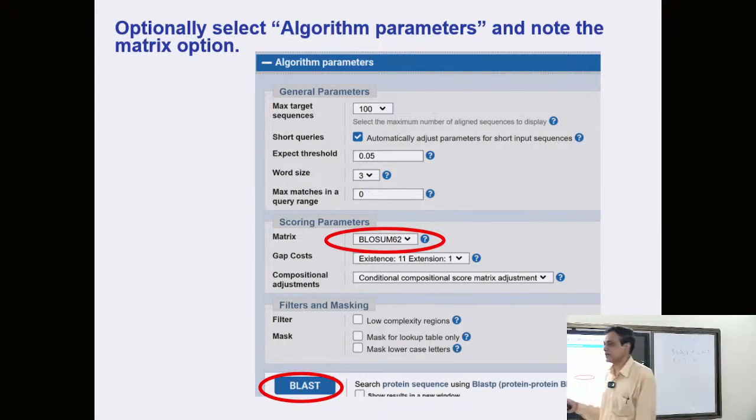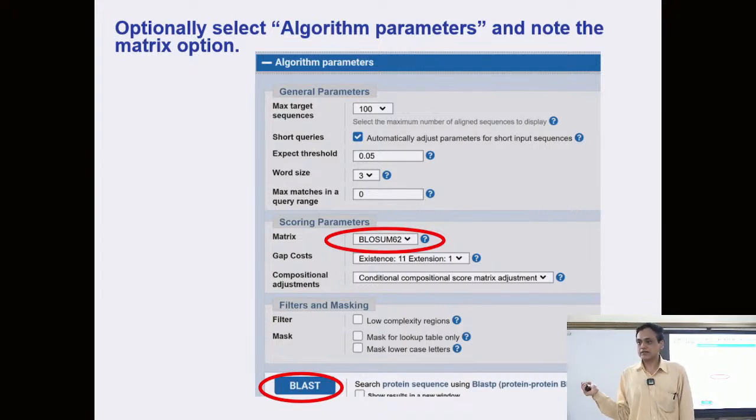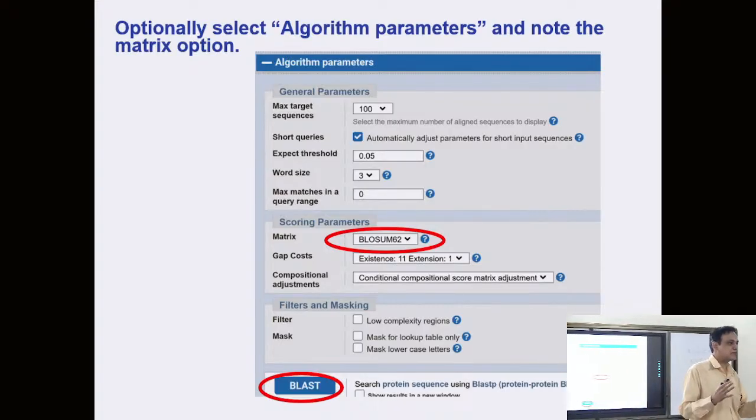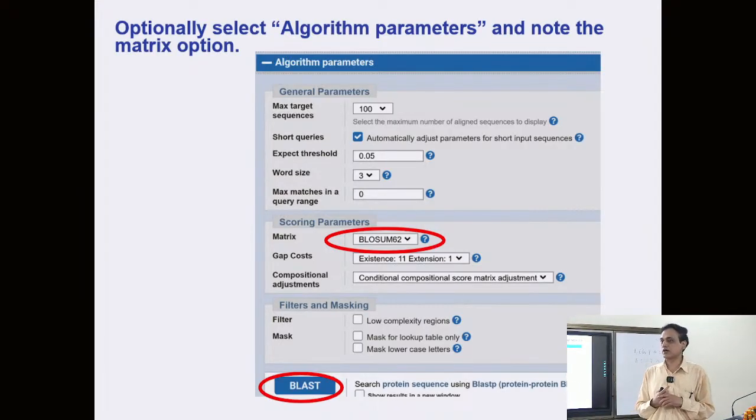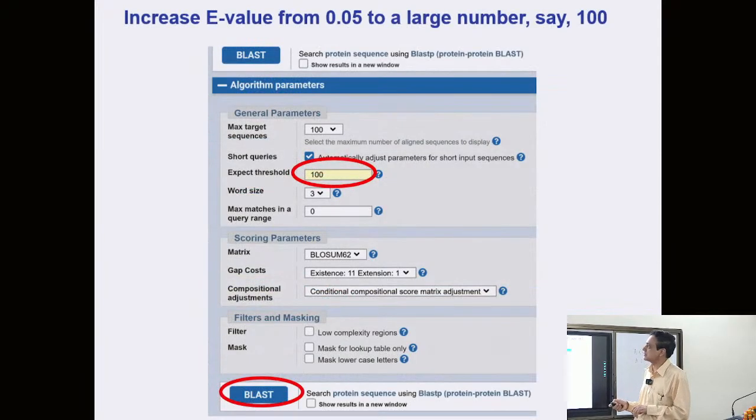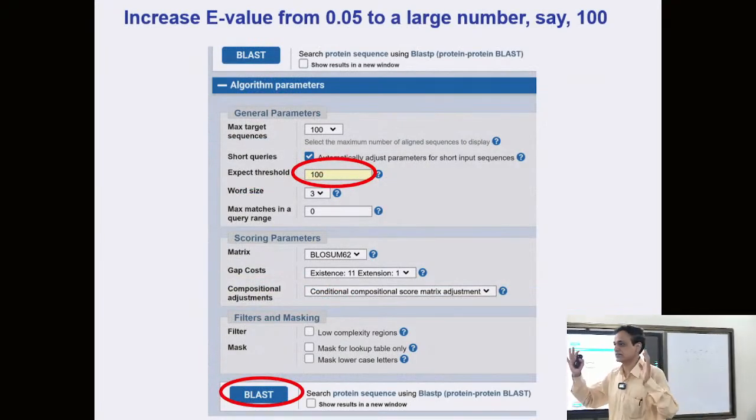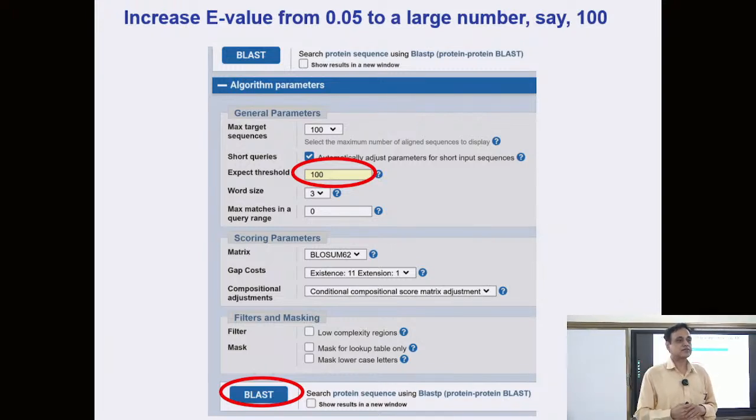So, this is like the significance threshold. You might have done some work where you had to compute the significance of some experiment. You have to have a significance level. Often people use 0.01 or 0.05. The default is 0.05, and what I did, I increased it. Basically, I am relaxing the stringency so that BLAST returns the alignment.